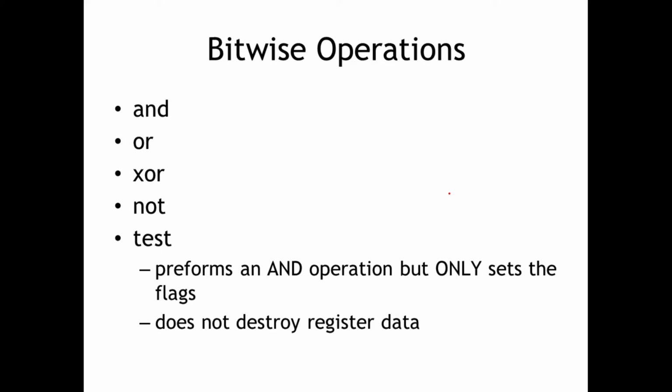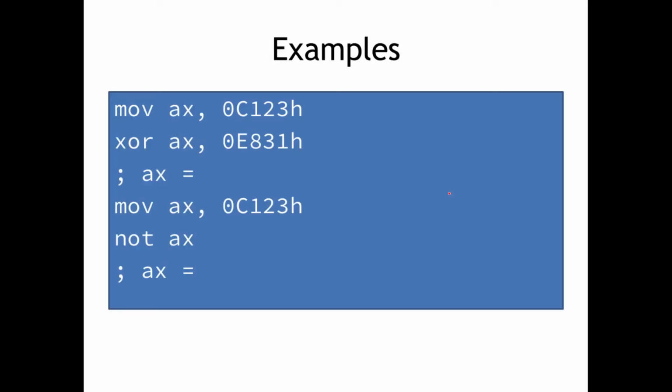So those were the shift and rotate operations. The last thing we're going to talk about is test. We've been talking about bitwise operations, and we had bitwise OR and XOR and NOT. The last one is test, and what test does is it performs a logical AND on the operands, but it only sets the flags. It does not destroy register data.